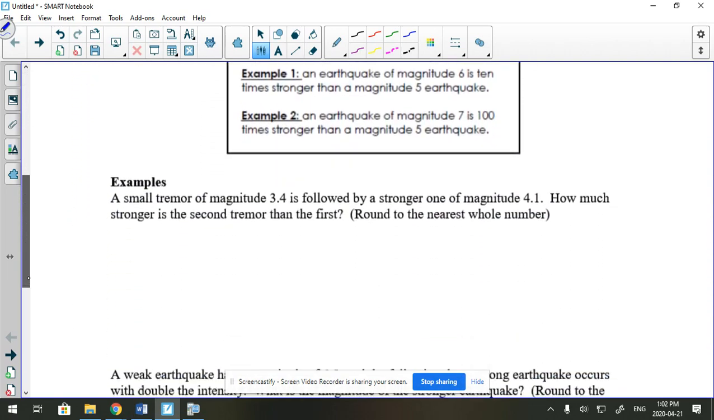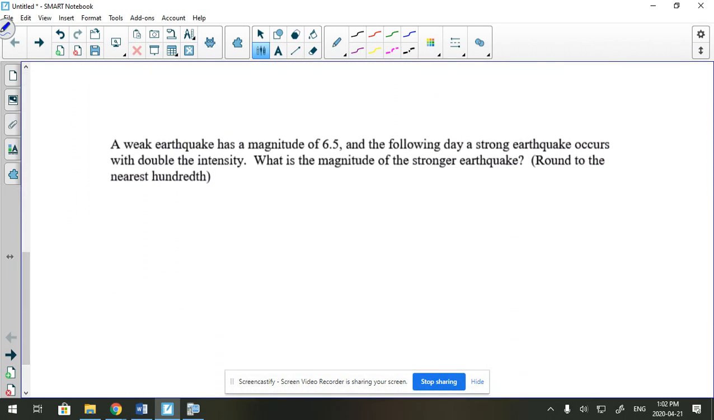So we're going to skip down to the second example. You can look at the first one in your notes if you like. So right away, I know it's an earthquake question. So I'm going to be using my formula for calculating intensity. So it says a weak earthquake has a magnitude of 6.5. That's your M naught. And the following day, a strong earthquake occurs with double the intensity. So it's telling me that my intensity is doubled. So when you think of double, you're going to think of the number 2. That means your intensity ratio here is 2. And we want to find out what the magnitude of the stronger earthquake is. So basically, I want to figure out what M is.